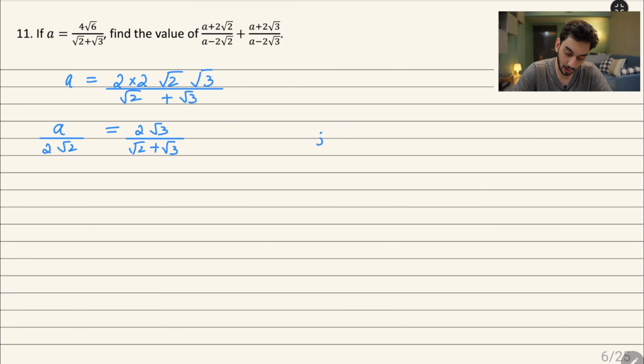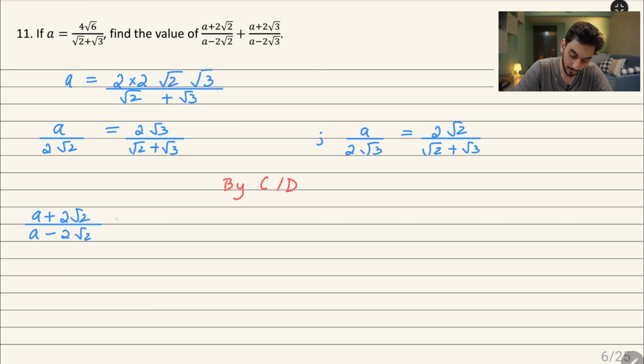And the next time I would take a 2 root 3 down, so it becomes a upon 2 root 3 is equal to 2 root 2 upon root 2 plus root 3. Now this time I would again do componendo and dividendo, so it becomes by componendo dividendo: a plus 2 root 2 upon a minus 2 root 2 is equal to 2 root 3 plus root 2 plus root 3, and the denominator would be 2 root 3 minus root 2 minus root 3.